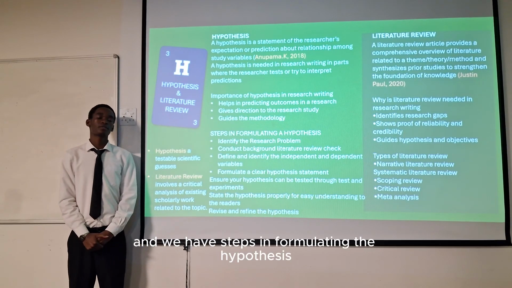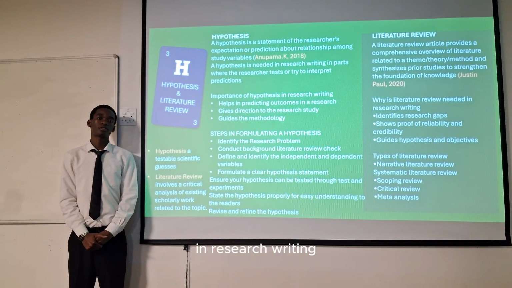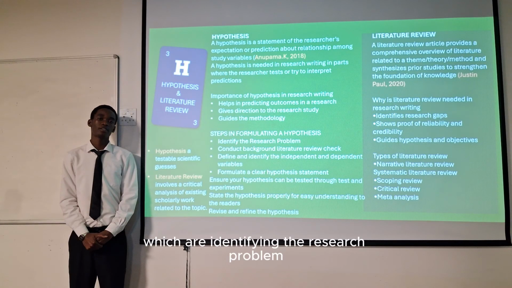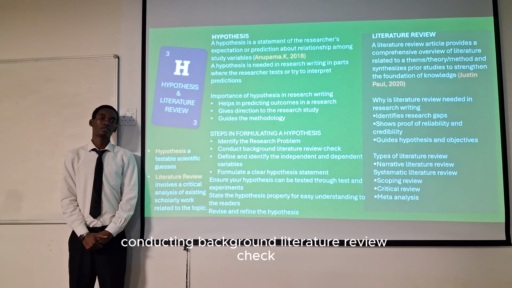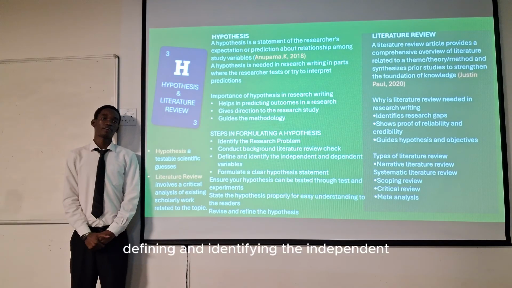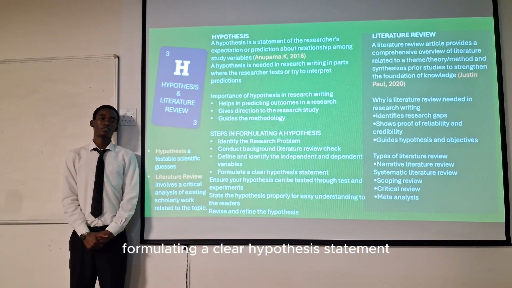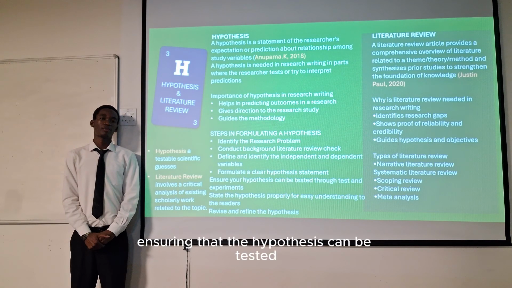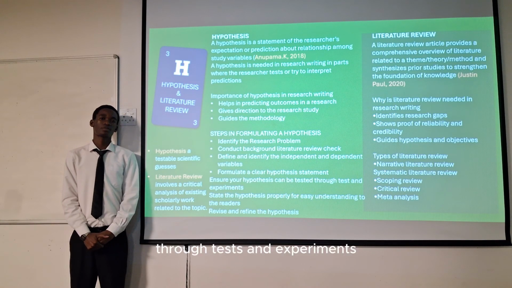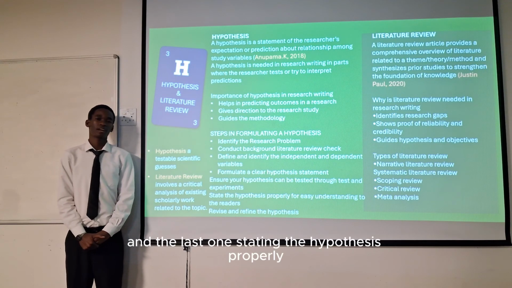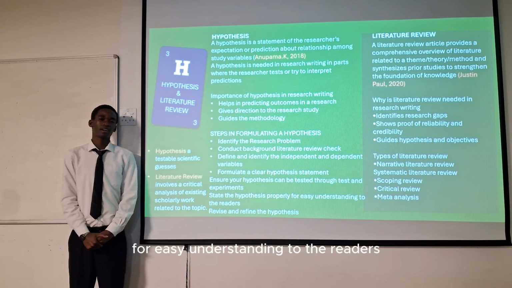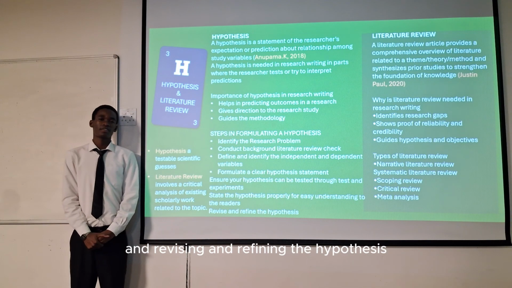And we have steps in formulating the hypothesis in research writing, which are: identifying the research problem, conducting a background literature review check, defining and identifying the independent and dependent variables, formulating a clear hypothesis statement, ensuring that the hypothesis can be tested through tests and experiments, stating the hypothesis properly for easy understanding by the readers, and revising and refining the hypothesis.